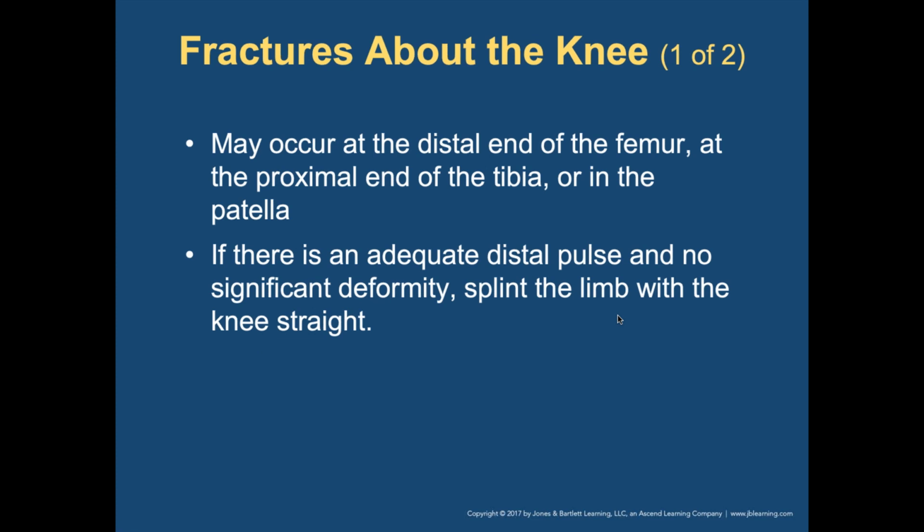All right. So fractures about the knee may occur to the distal end of the femur, at the proximal end of the tibia, or the patella. For the management of these types of injuries, if there's adequate pulse and no significant deformity, splint the limb with the knee being straight. Sometimes they may be in a more comfortable position with the knee bent, but keep it as straight as possible. I don't want to say you wiggle around the kneecap, because I'm pretty sure that's not going to be comfortable either. You may need to apply some ice to the area. Put it in a position of comfort. It's going to help you out the most.